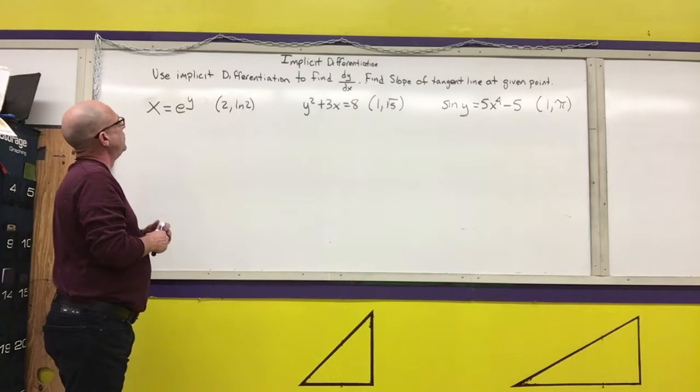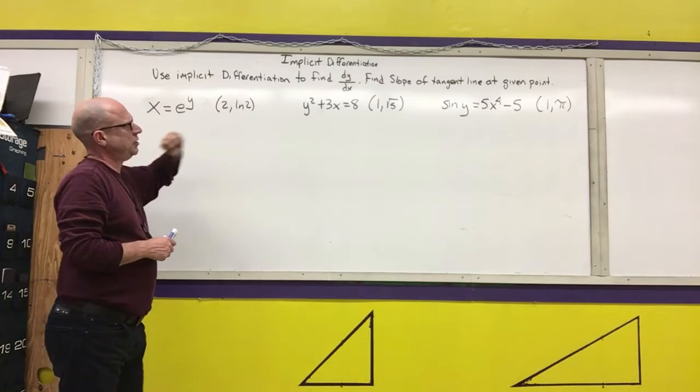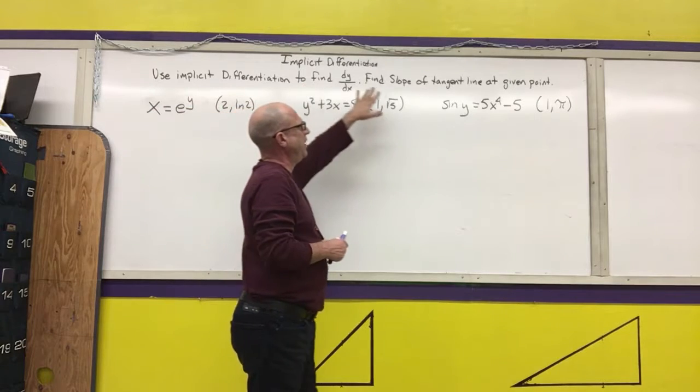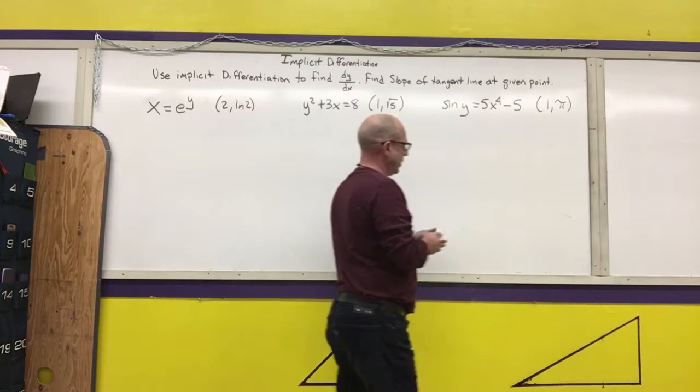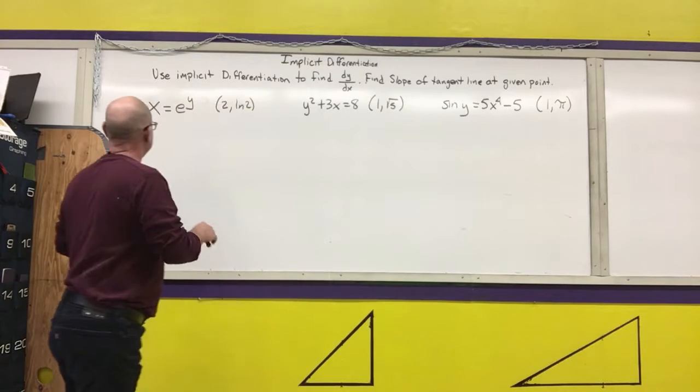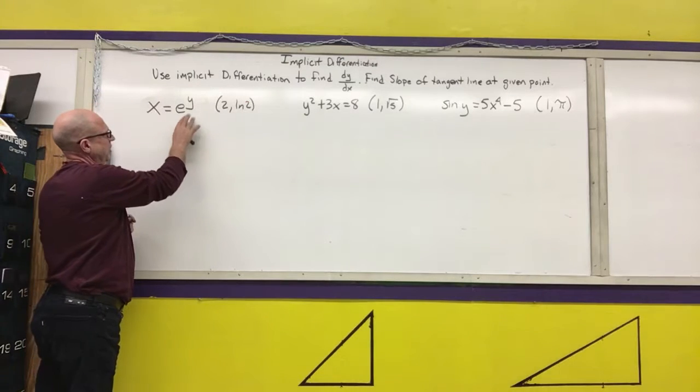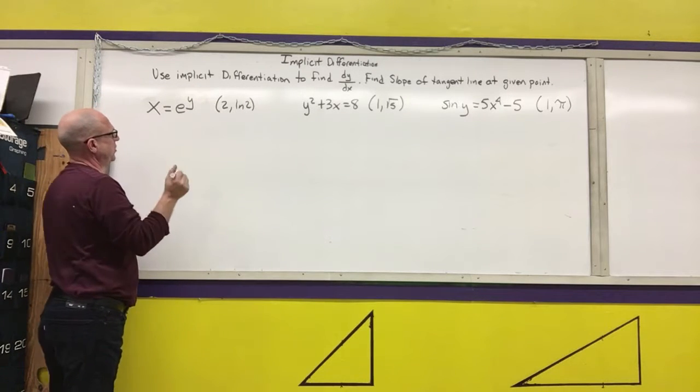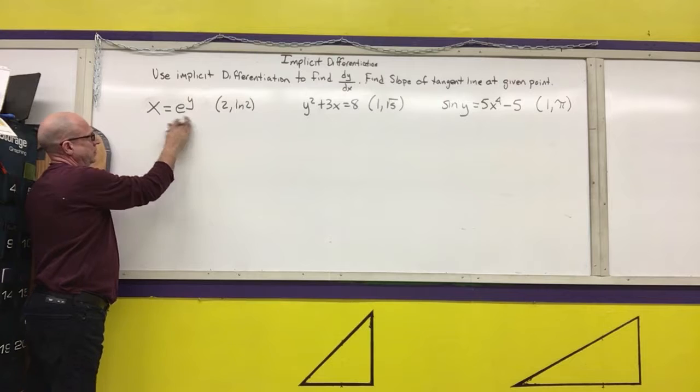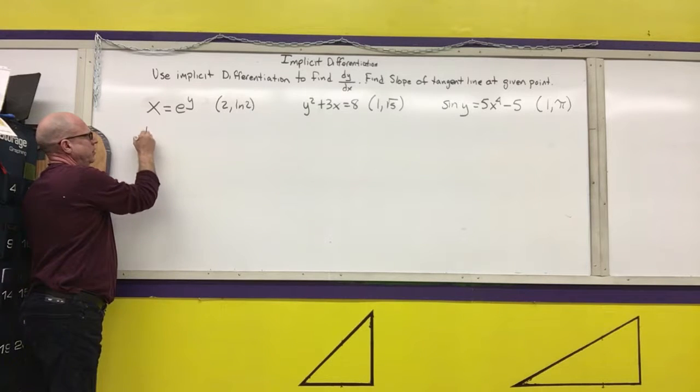Three more homework examples. I'm going to use implicit differentiation to find dy dx, and then find the tangent line at the given point. First equation, x equals e to the y. So implicit differentiation, differentiate both sides. The derivative of x is 1.